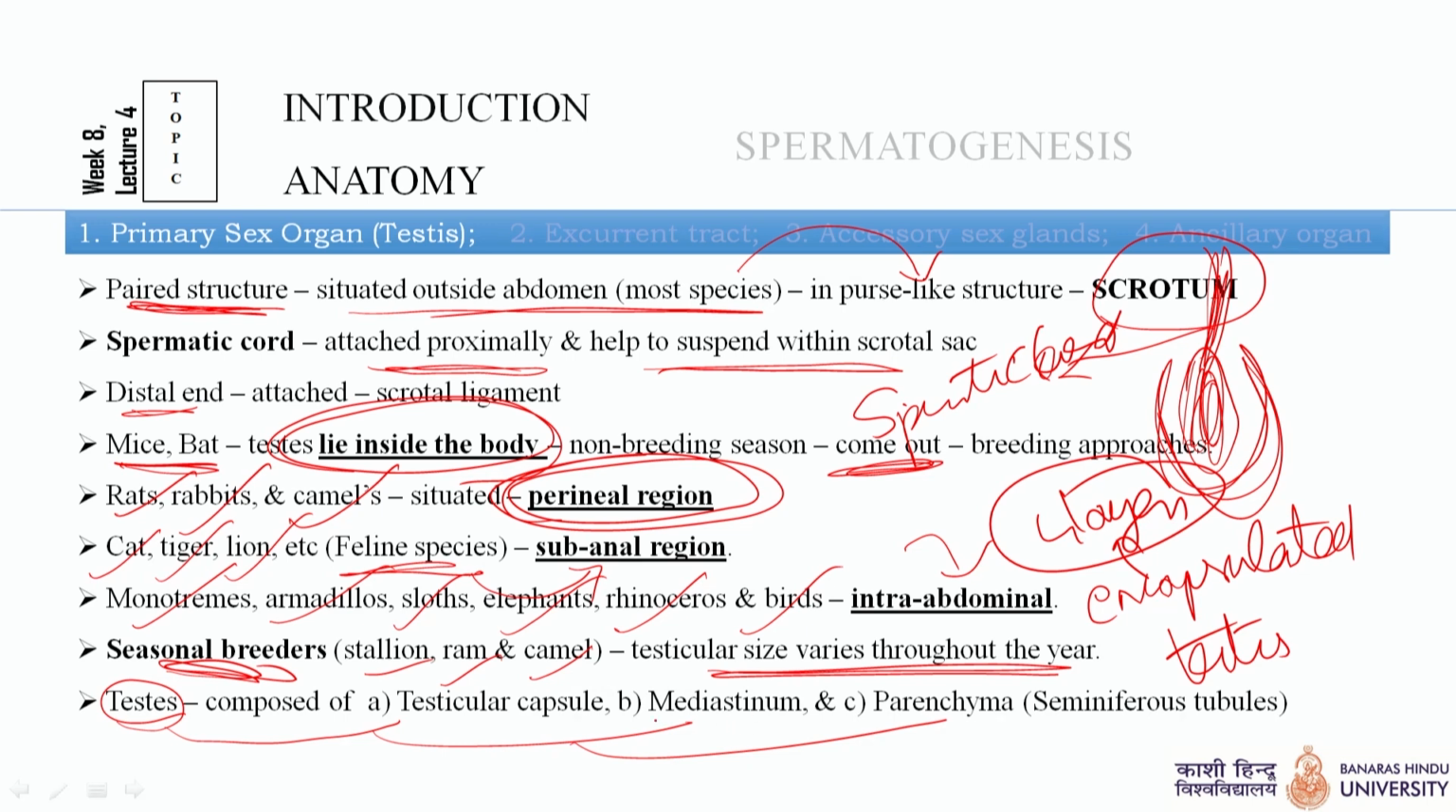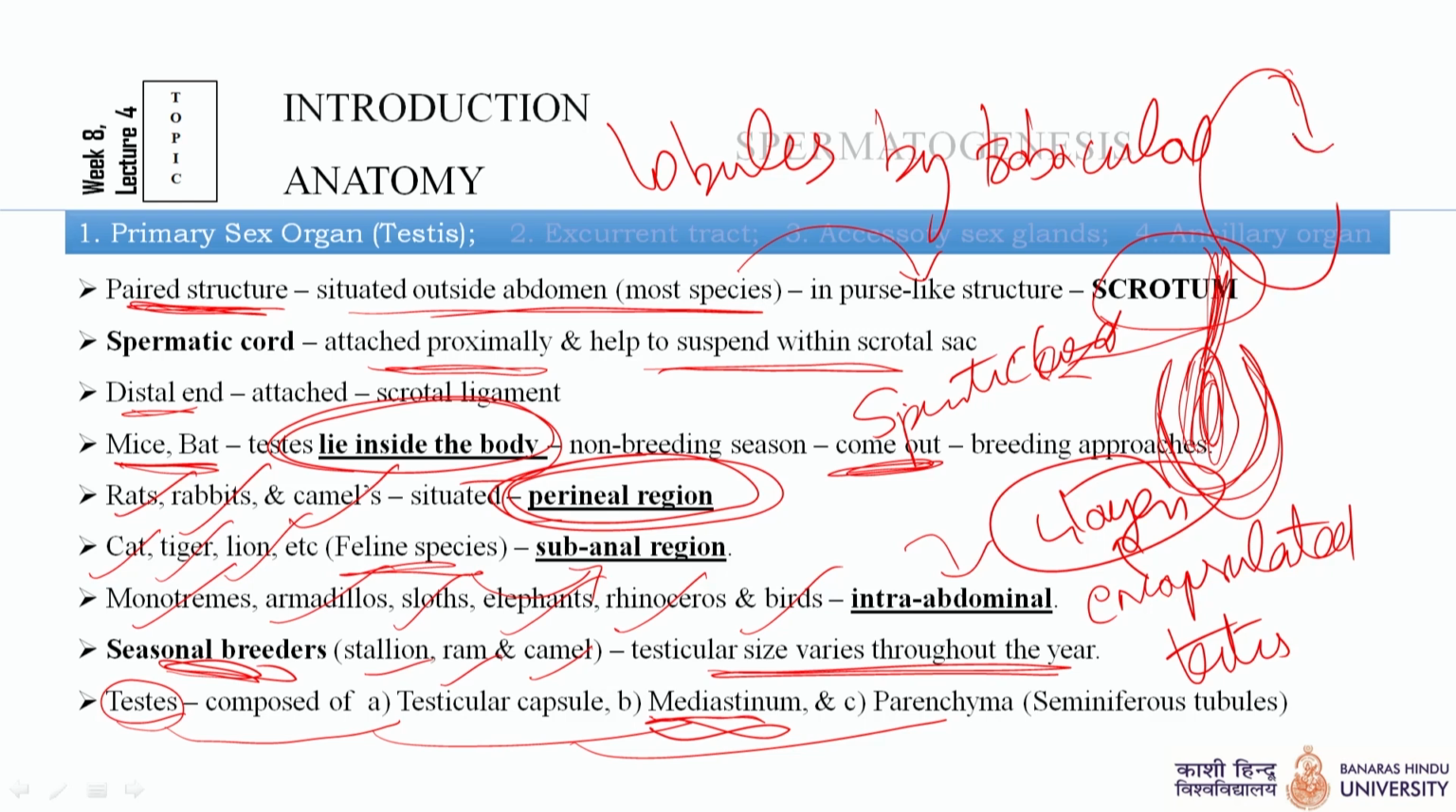Let us come to the next structure, that is the mediastinum. This mediastinum is divided into lobules by trabeculae. If you see the structure of a testis, it will look like this, right? Now these are the seminiferous tubules. So this is a trabecula, you can say. These are the trabeculae. So the mediastinum is divided into lobules. These trabeculae make the seminiferous structure into a lobule structure, right? So that is the mediastinum.